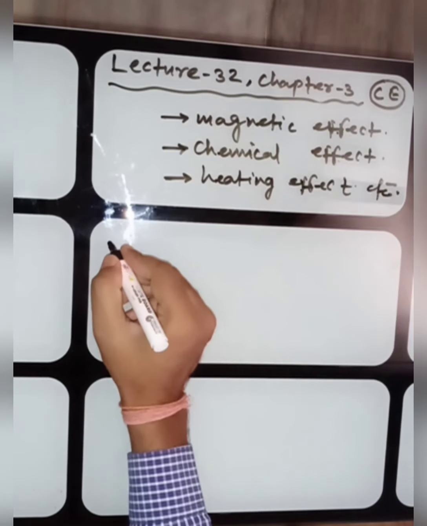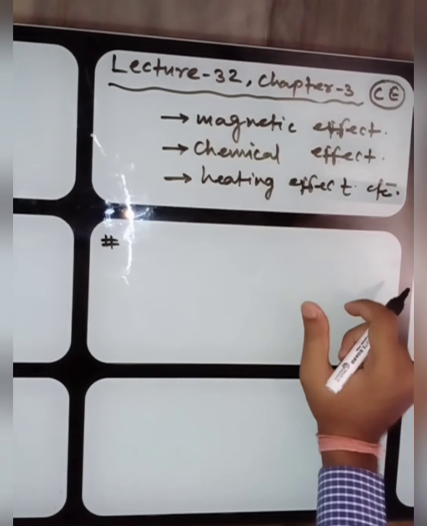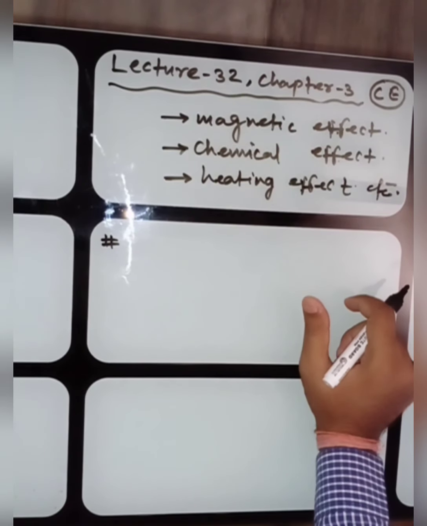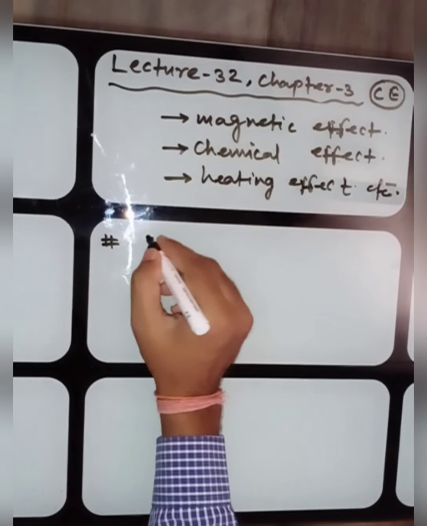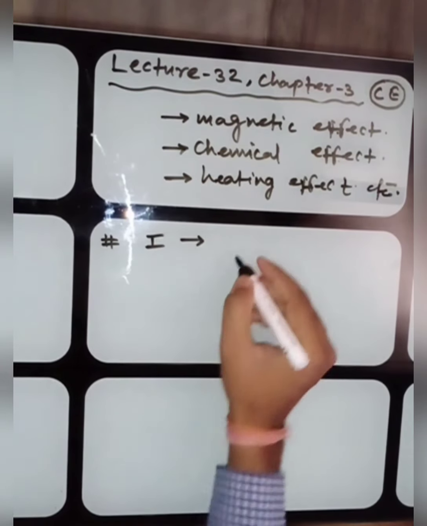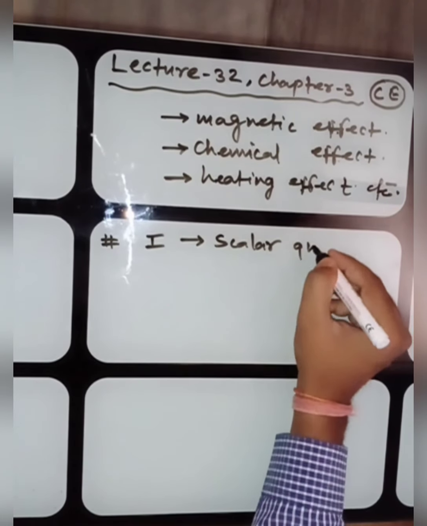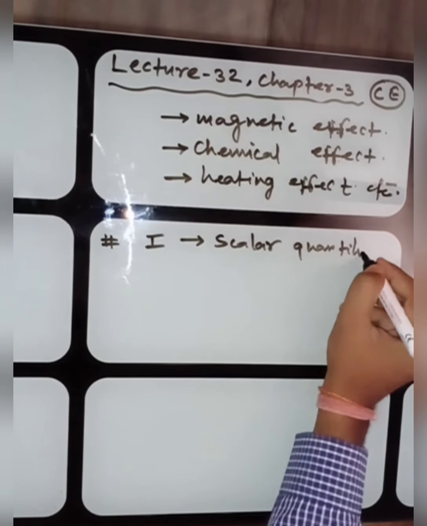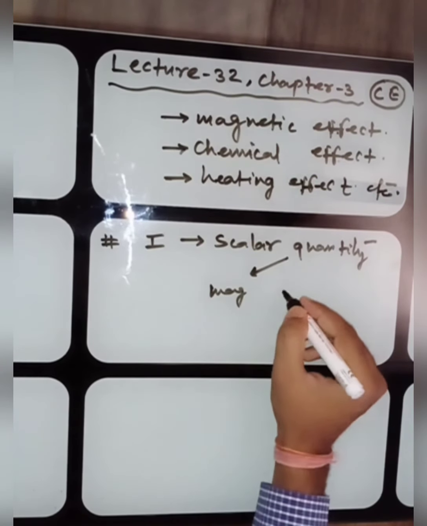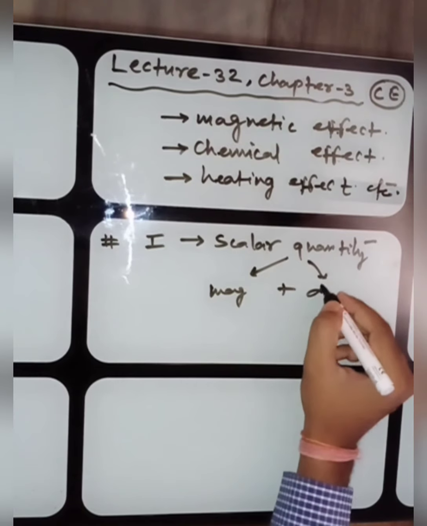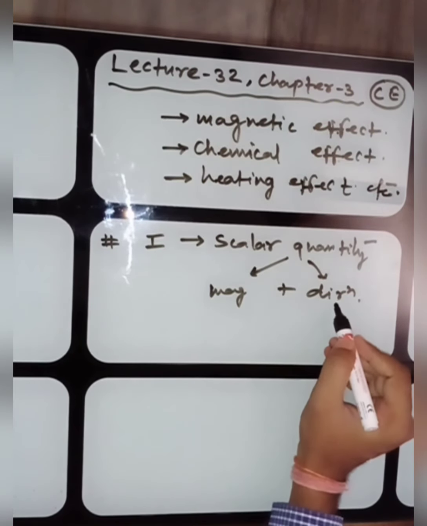Now, my dear students, there should be a question that comes to your mind. So what is the direction of electric current? Remember, this electric current, that is I, is a scalar quantity. It has magnitude as well as direction. Sir, if it has magnitude and direction, then it should be a vector quantity.